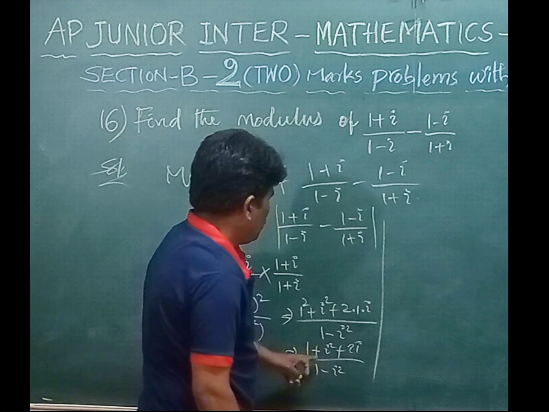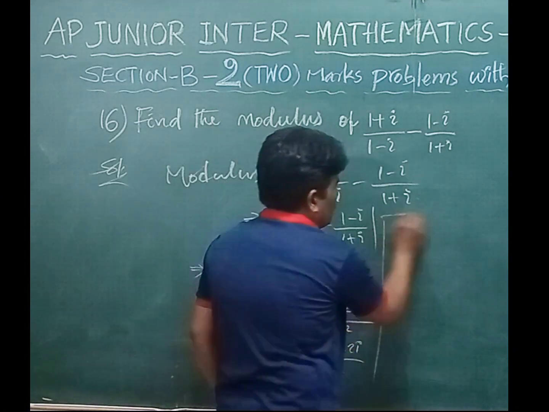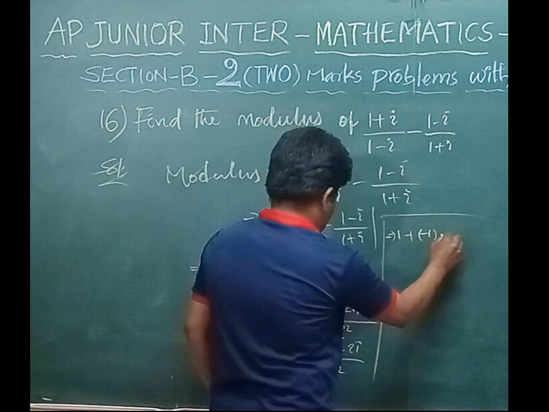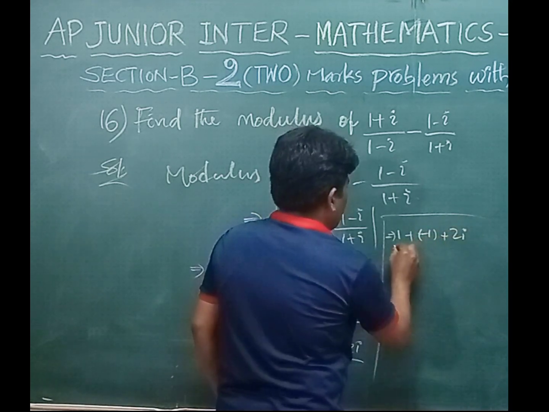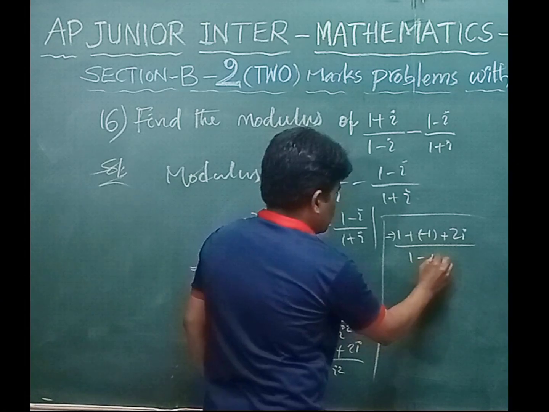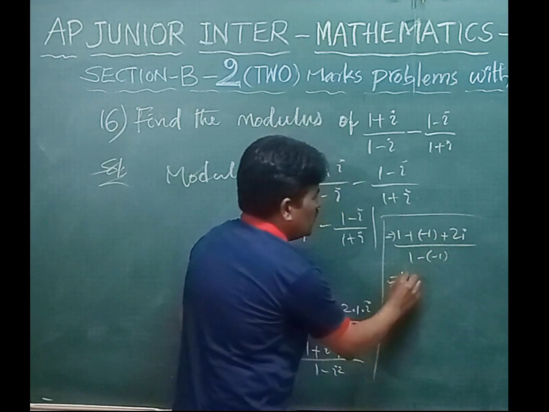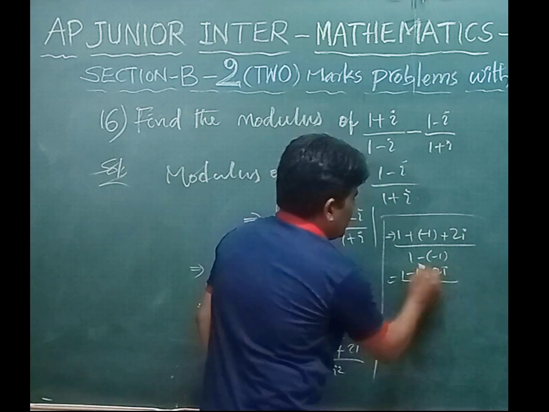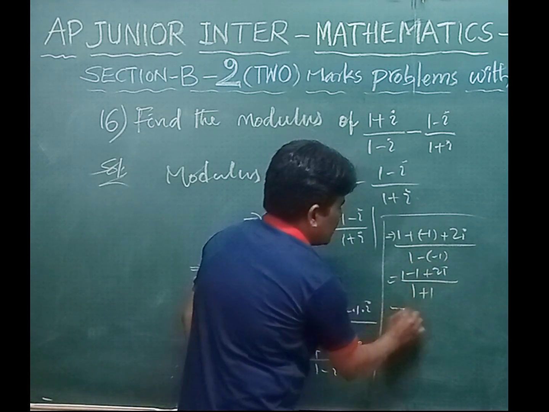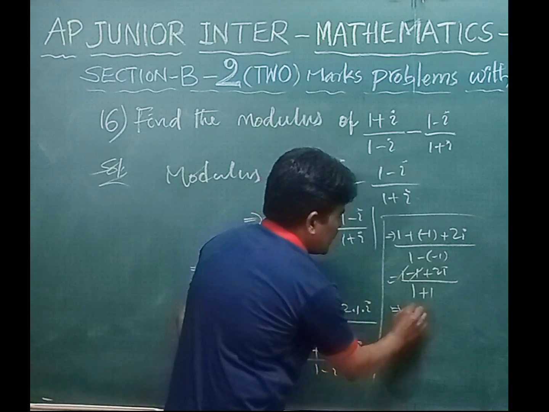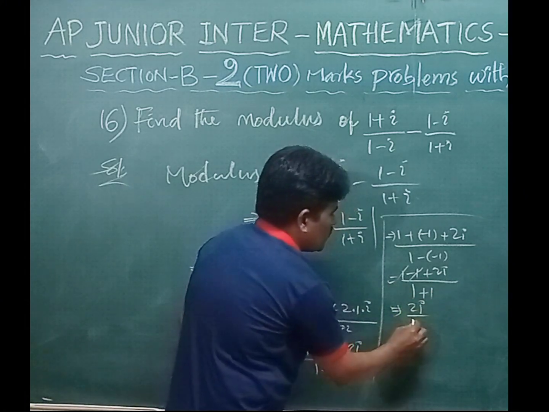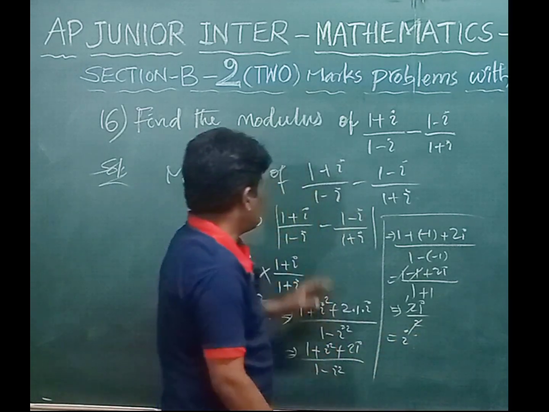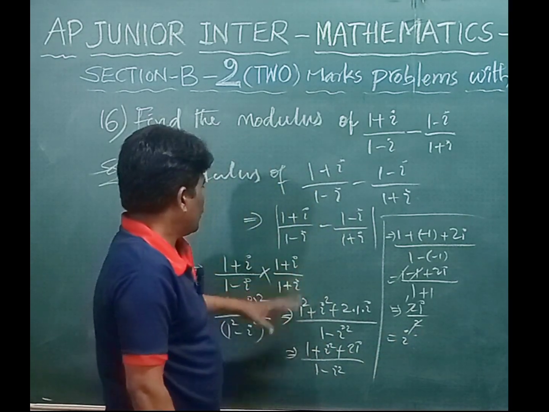Next, the iota square value. Iota square value is minus 1. So the numerator is 1 plus (minus 1) plus 2 iota, and the denominator is 1 minus (minus 1), which is 1 plus 1. The 1 and minus 1 get cancelled. So 2 iota over 1 plus 1 is 2. So the 2s are cancelled. That is iota. The first one is iota.